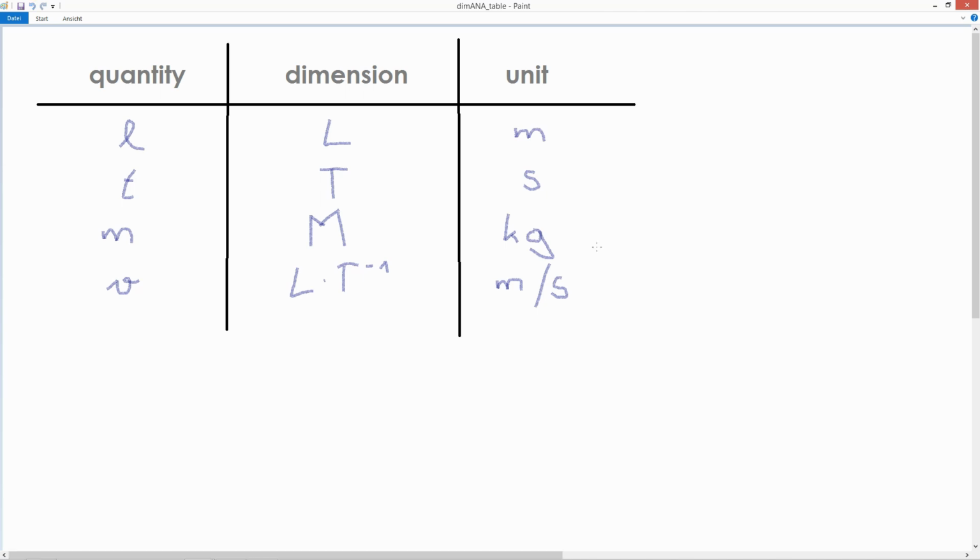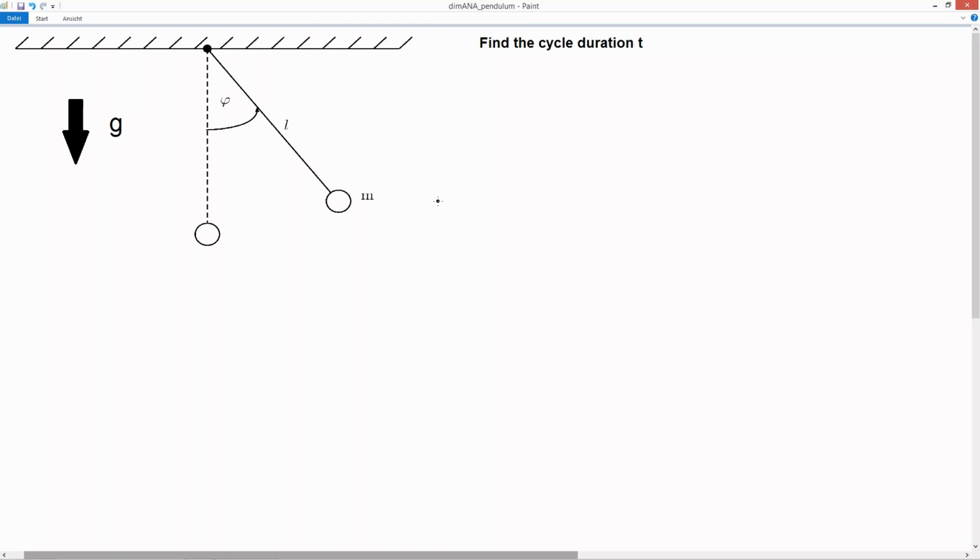Now that we know about these basic concepts, I will show you how you can calculate pi factors and how to use them to derive physical formulas. So let's assume you want to find a formula for the cycle duration t of a mathematical pendulum. So t is the duration it takes the pendulum to go all the way here and then back to the starting position.